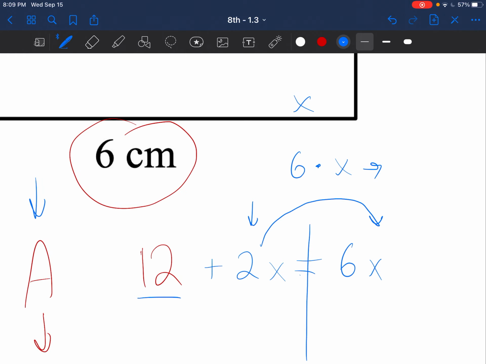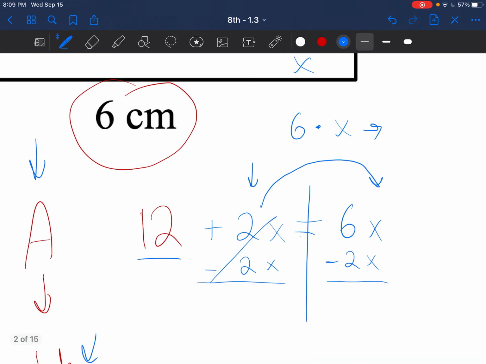Now, we have two sides, right? So I'm going to do minus 2x. Don't forget to cross it off. Then minus 2x. So now we have 6x minus 2x. We know that's a positive, right? So that means subtract. We get 4x. Bring down your equal sign. Now we have 12.